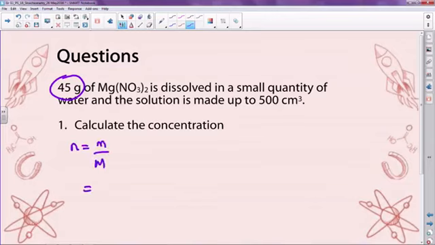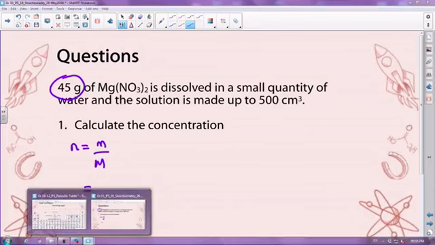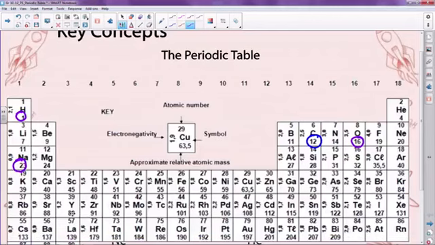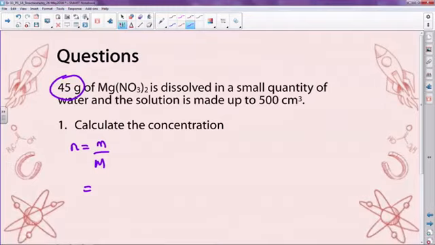I'm going to do a few things in one step because there's other things that I want to show you, but you can do it in multiple steps if you want to. So let's get rid of some of these. We've got magnesium nitrate. My mass of magnesium is 24, nitrogen is over here, it's 14, and oxygen is over there, it's 16. If I go back, I've got 45 grams of magnesium nitrate.